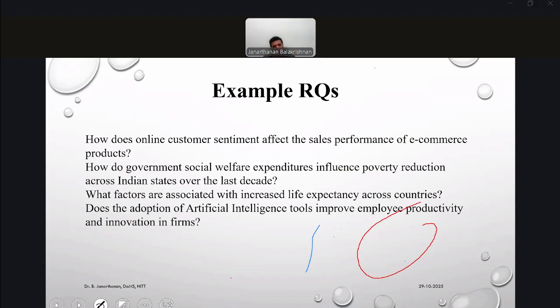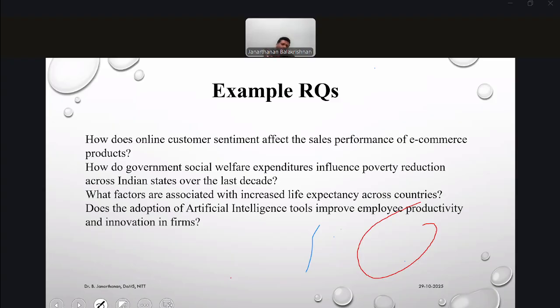So one is, does online customer sentiment affect the sales performance of an e-commerce product? This can be done. Sentiment analysis from data collected from Twitter and everything can be done with it. How does government social welfare expenditure influence poverty reduction across Indian states over the last decade? This is a very good example. In fact, this is a possible research question that anyone can investigate.